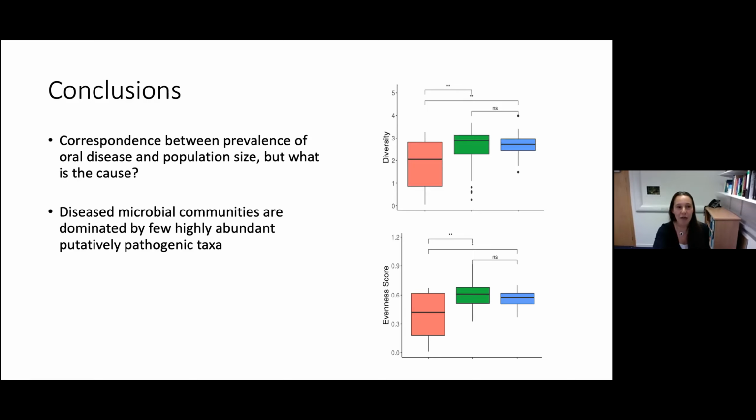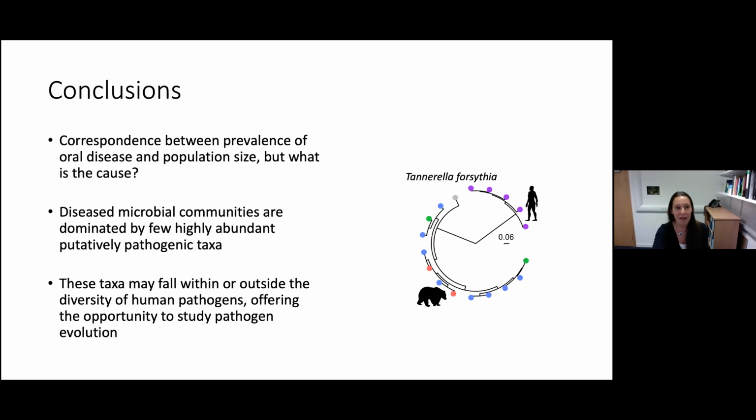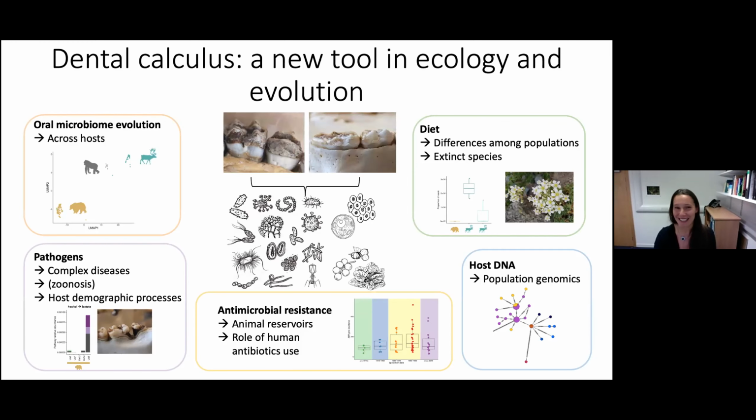We can clearly show that these disease microbial communities are dominated by few highly abundant putative pathogens. And we can study these pathogenic taxa and learn about their history and about their evolution. In some cases, they fall inside the human diversity, in some cases on the outside. And this offers us the opportunities to study pathogen evolution. And I see Astrid comes online, and I'll be finishing quite soon. This is my concluding slide.